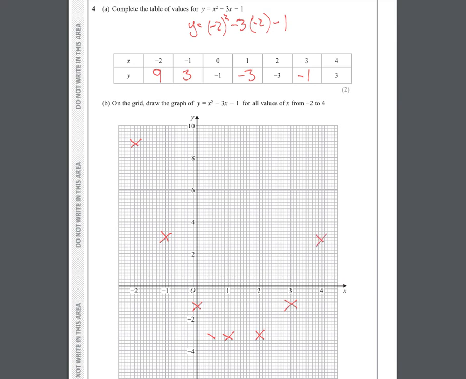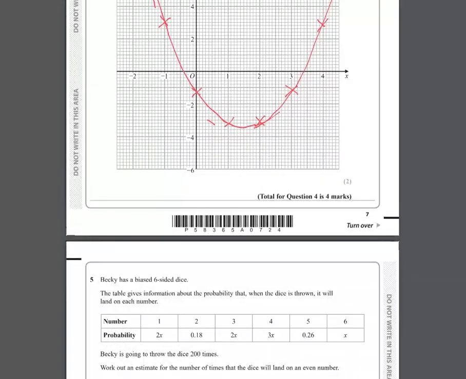There you go, and then we can see that's not a straight line, so we're wanting to draw a smooth curve through all of those points. And does that really lovely U shape. Again, you've got to try and get it through as many of those points as you can with one line.